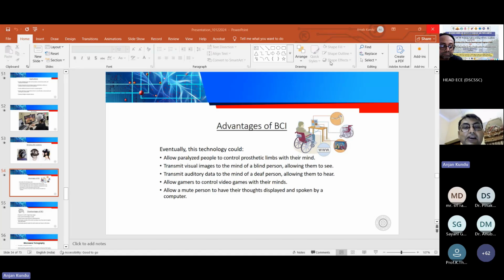So that's our target. We have designed the antenna. I have already shown that antenna. Now we are designing the circuitry actually.